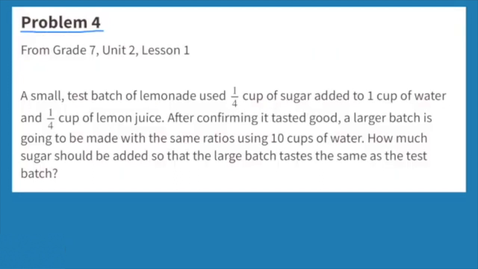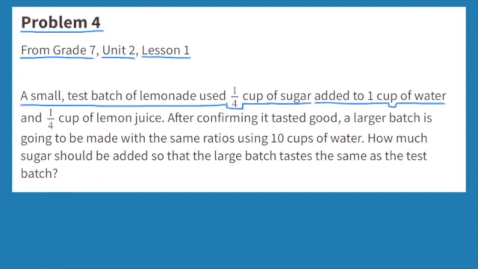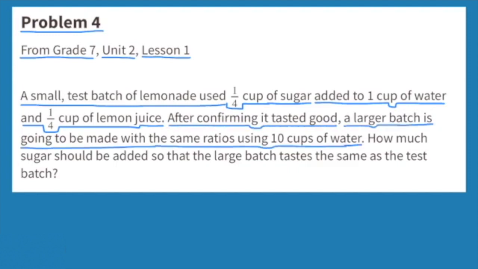Problem number four, from 7th grade, Unit 2, Lesson 1. A small test batch of lemonade used 1/4 cup of sugar added to 1 cup of water and 1/4 cup of lemon juice. After confirming it tasted good, a larger batch is going to be made with the same ratio using 10 cups of water. How much sugar should be added so that the large batch tastes the same as the test batch?